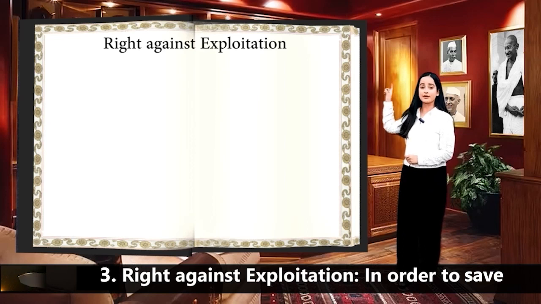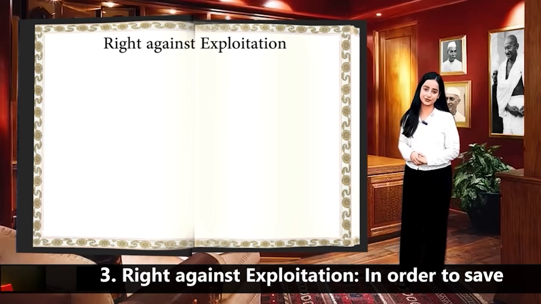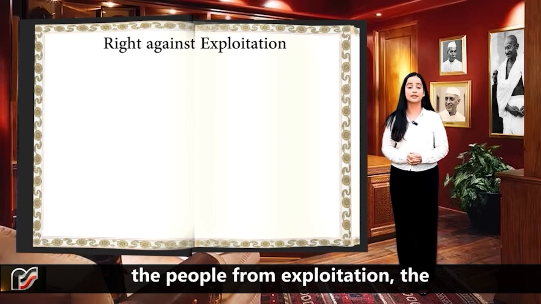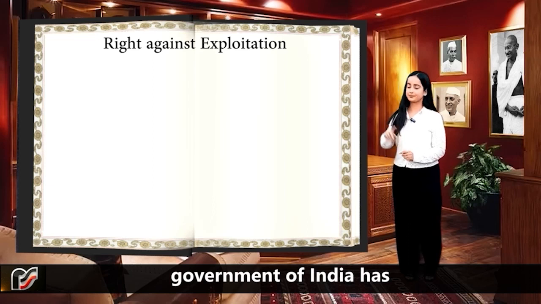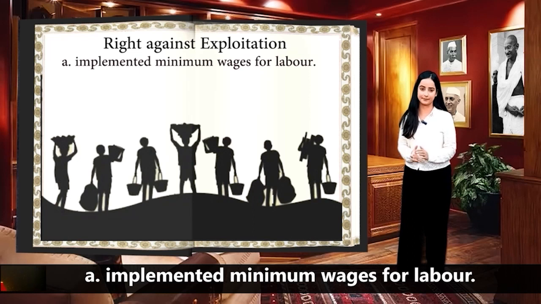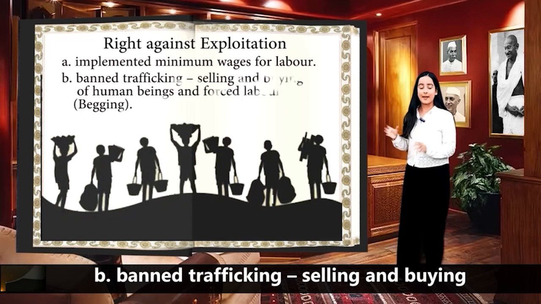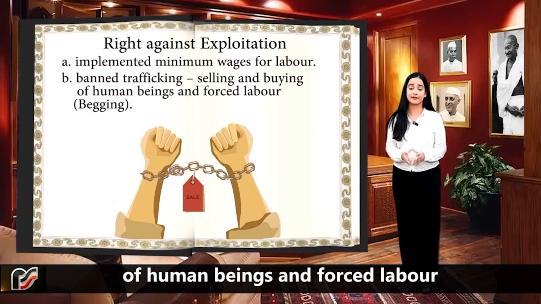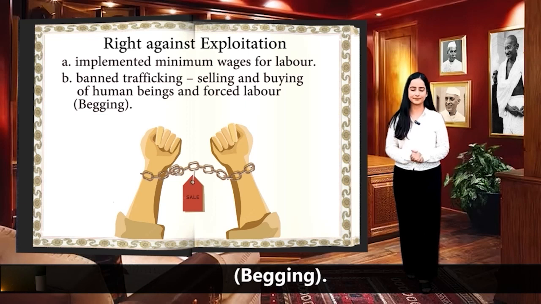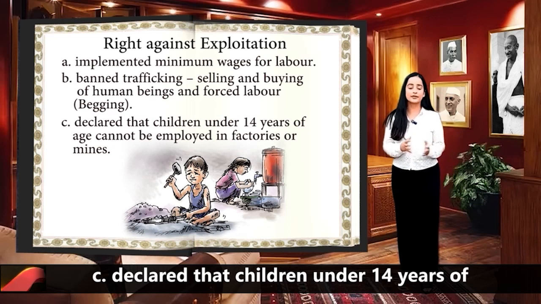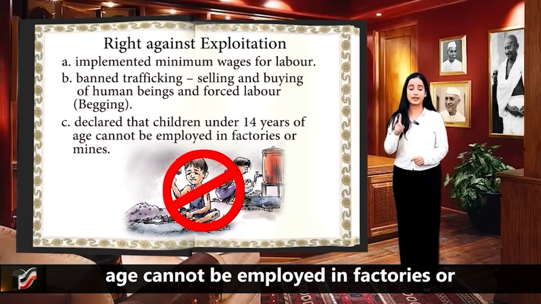Number 3. Right against exploitation. In order to save the people from exploitation, the Government of India has A. Implemented minimum wages for labor. B. Banned trafficking, selling and buying of human beings, and forced labor and begging. C. Declared that children under 14 years of age cannot be employed in factories or mines.